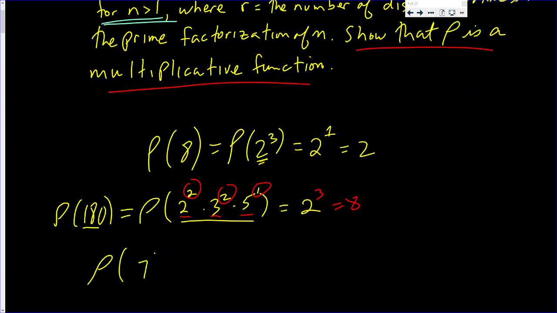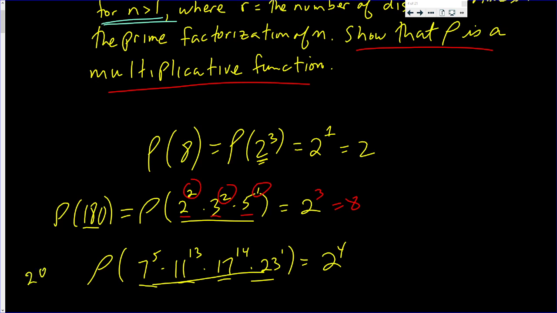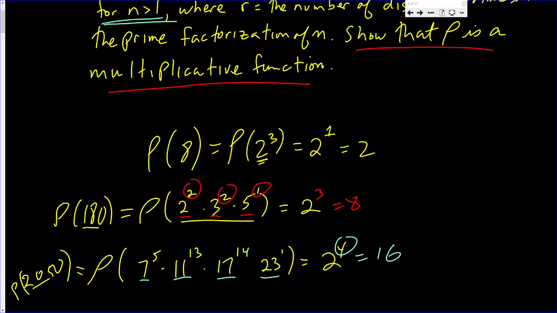But if you have rho of 7 to the 5th times 11 to the 13 times 17 to the 14 times 23 to the 1, this will be 2 raised to the 1, 2, 3, 4 powers. Whatever number this is, let's just say it's 2050. I'm sure it isn't, but let's say it is. You take 2050, you write it in prime factorization form, which is what's in the brackets here, 7 to the 5 times 11 to the 13th, etc. Just count the primes. 1, 2, 3, 4, 2 to the 4, 16.